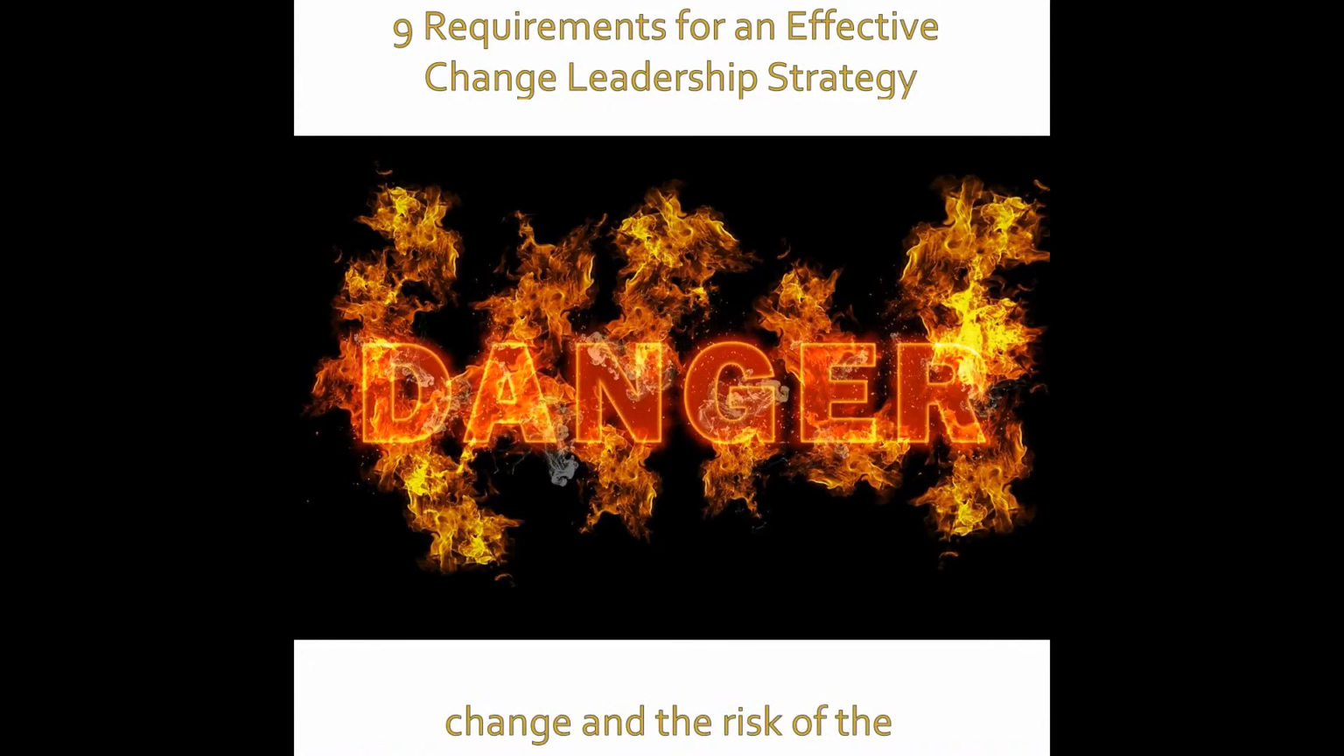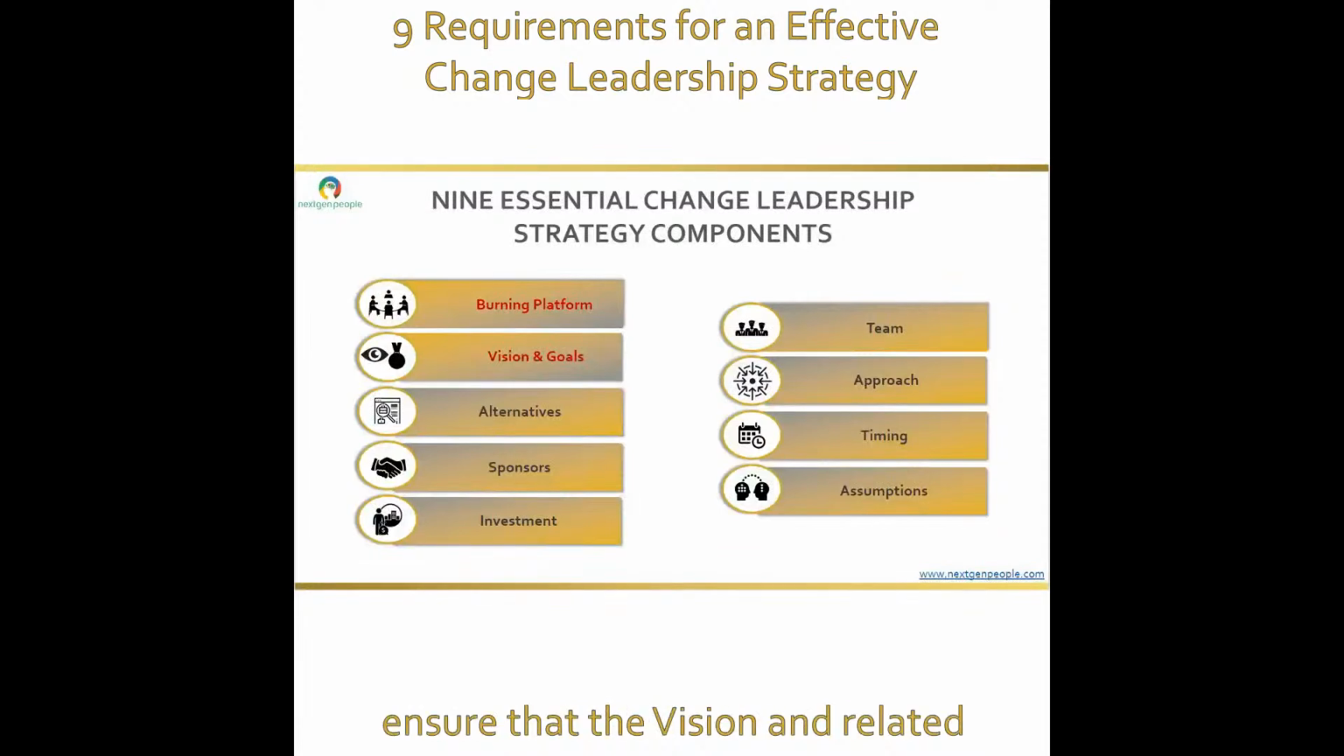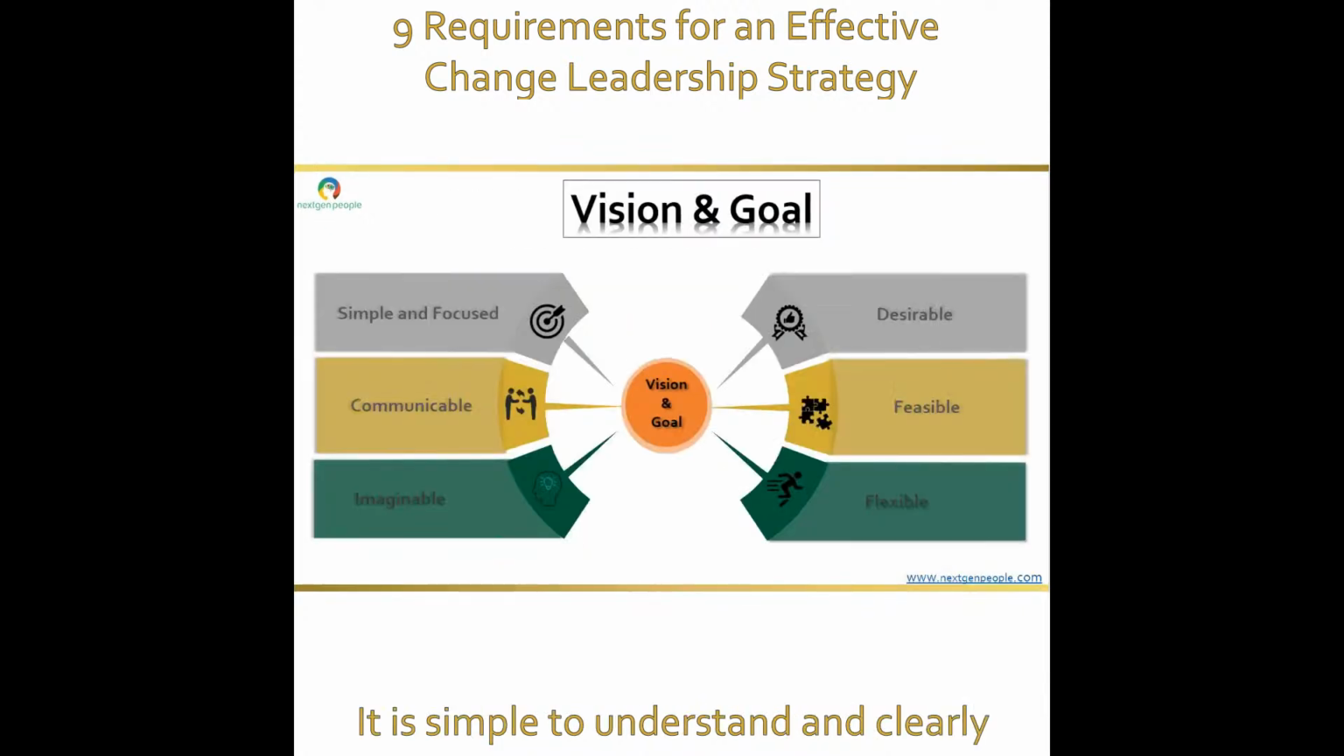Number 2 is ensuring that the vision and related goals for that change are clear to you and clear to everyone who is going to need to be a support in making the change happen. Borrowing from the wise words of Kotter, there are certain checklists that are needed to ensure that your vision is clear and it makes sense. That includes ensuring that it's simple to understand and clearly focused on a specific direction or thing.